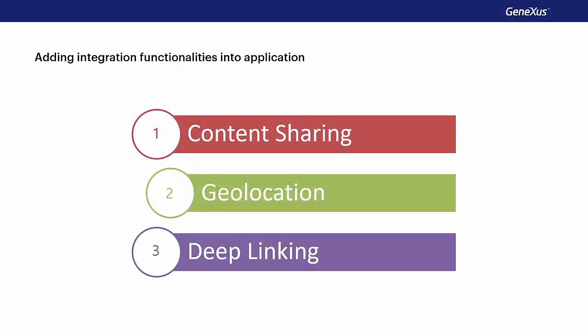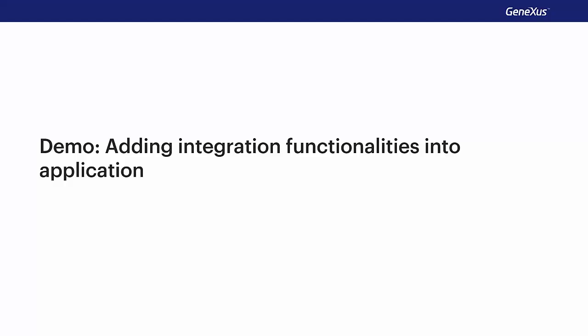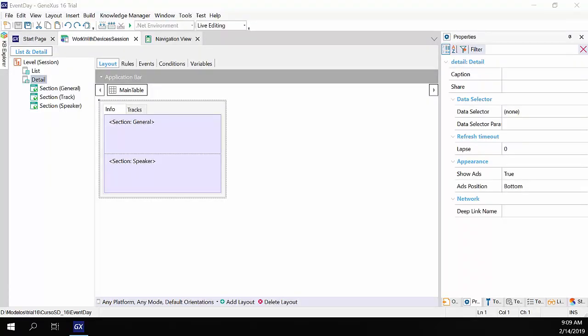In this video, we'll see how to integrate our application using the APIs provided by Genexus. The functionalities that we'll develop will allow us to share content using different applications, and will also make it possible to search for restaurants at a certain distance from our location. And lastly, we'll see how to integrate our SD application with a web application using deep linking. Let's see how to do all this in Genexus.